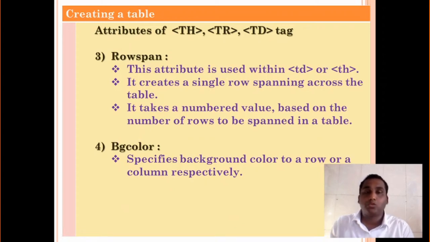Rowspan, again, it is used with td and th. It creates a single row spanning across the table. It takes a numbered value based on the number of rows to be spanned in a table. Bgcolor specifies the background color to a row or a column respectively. Either you give a background color specifically for TR or for a particular column or a particular cell. If you give it in TD, it will be for that particular cell. If you give it for TR, it will be for a particular row. And if you give it in the table, then it is the background color for the entire table.